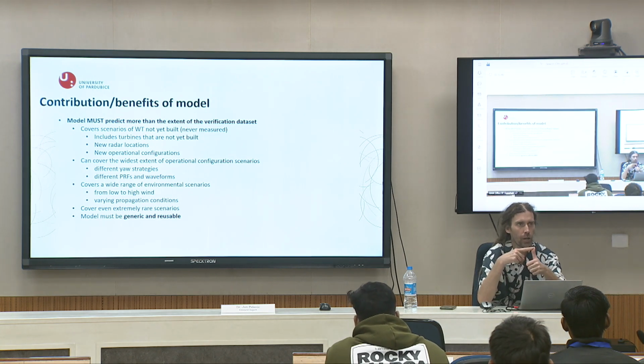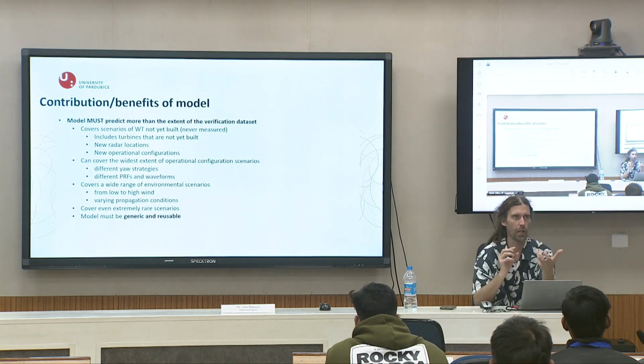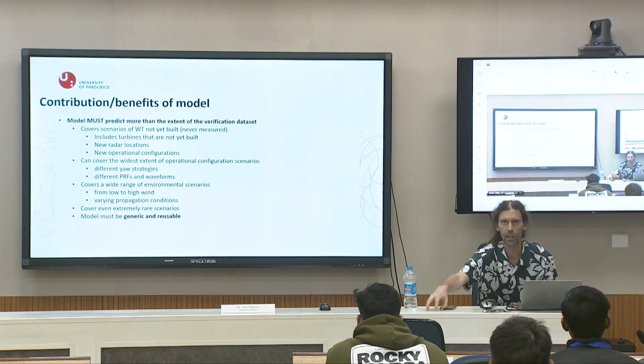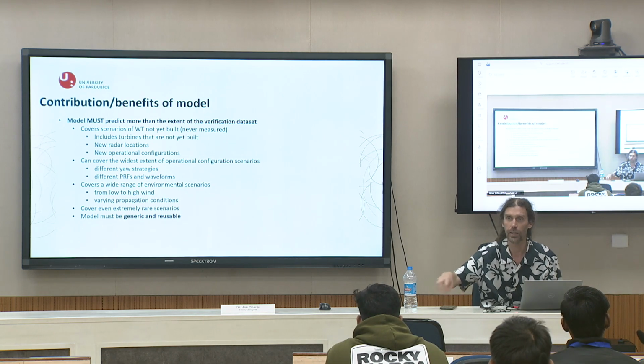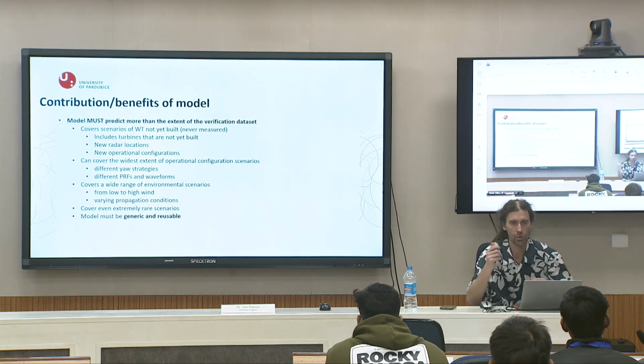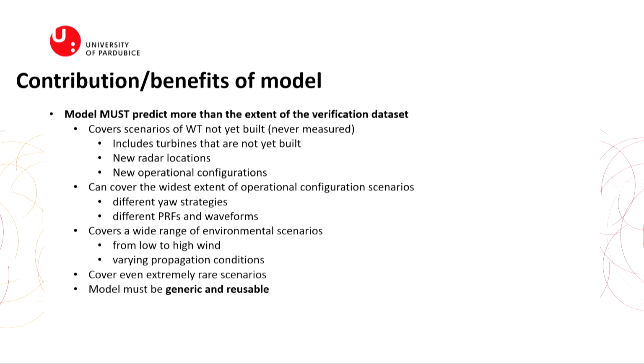It will help with a new radar location. It is just the opposite, an inverse problem. You have wind turbines and you need to place a radar, and you can check it. Okay, it is influence, not influence. Good. And new operational configuration. It means new wind turbines with new parameters or new radar parameters, updating of radars and so on. It can also cover the widest extent of operational configuration scenarios: different yaw strategies, different PRF, different waveforms, anything. So you can check almost anything with this simulator or this model.